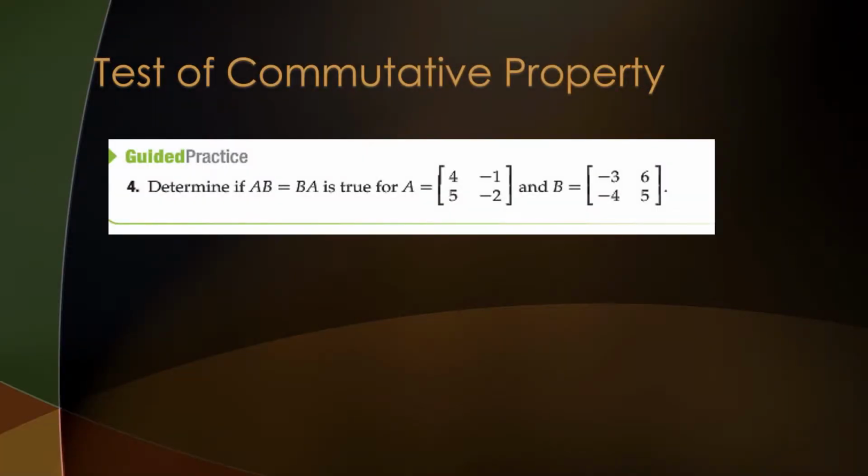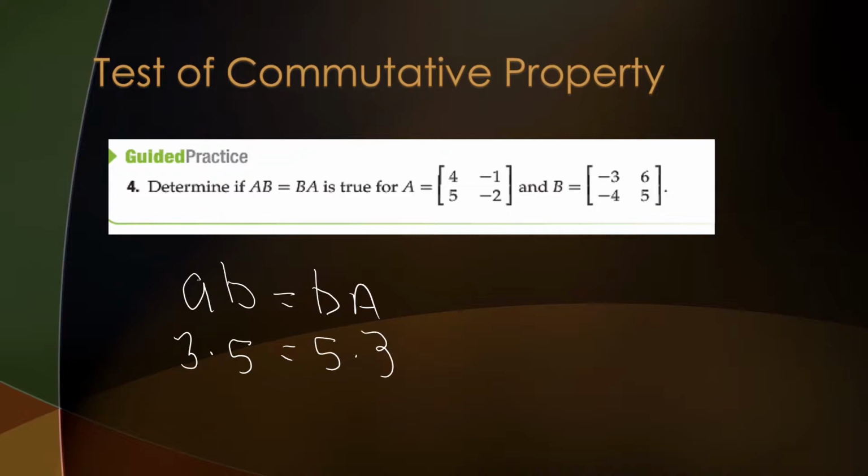All right, so as we're continuing to work with multiplying matrices, we're now going to look at a test of the commutative property to see if the commutative property holds true in the multiplication of matrices. Now we know that in the commutative property of multiplication, A times B is going to equal B times A. So in other words, if I got 3 times 5, well, that's going to equal 5 times 3. They're both going to equal 15.